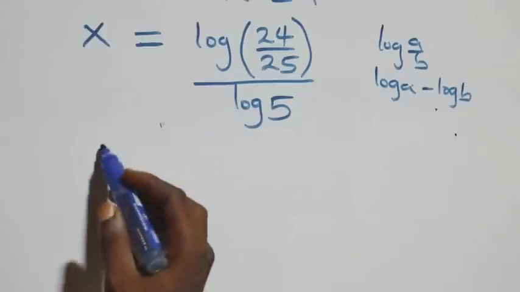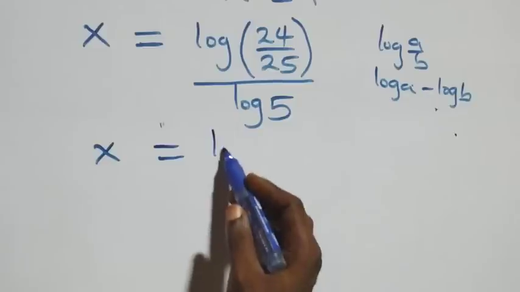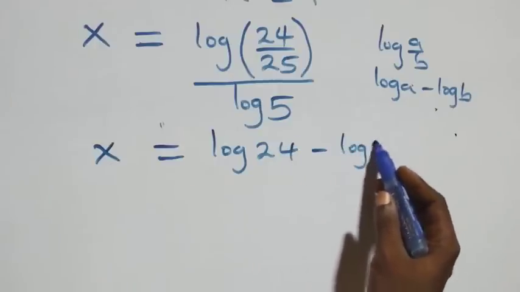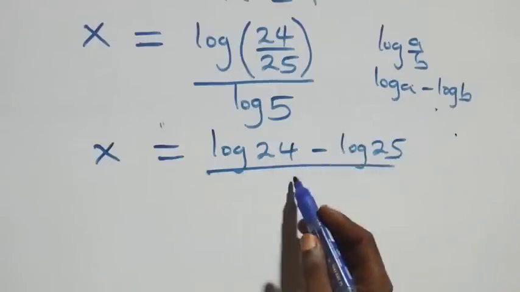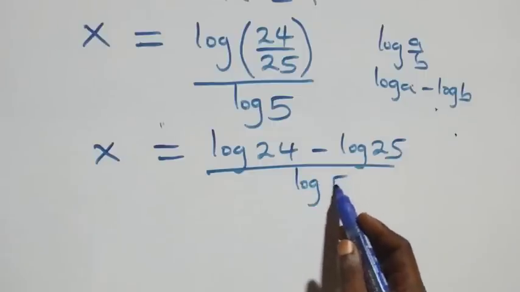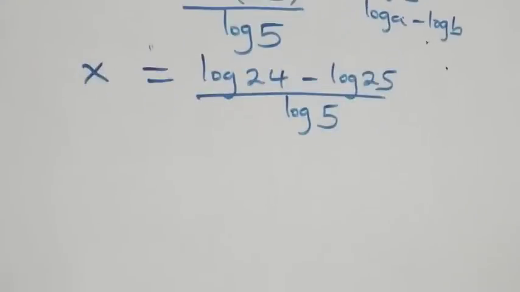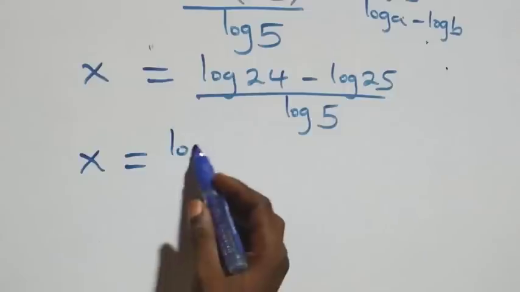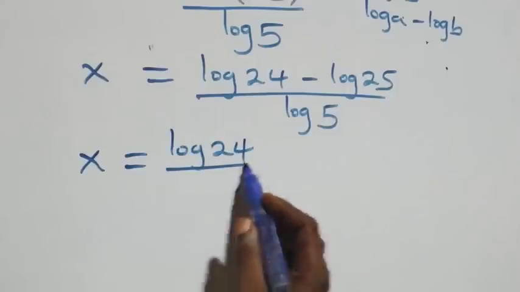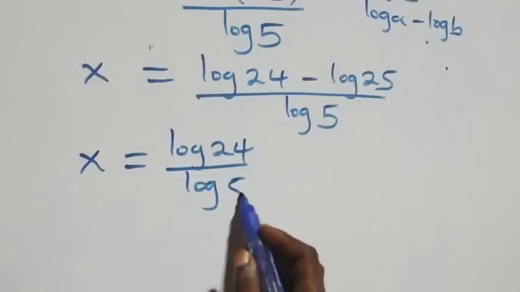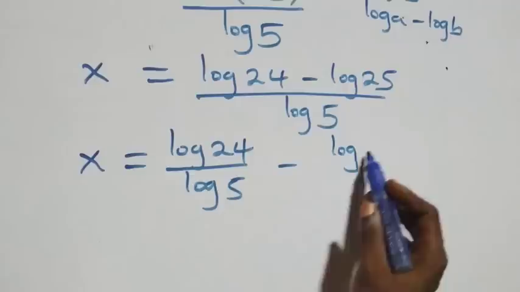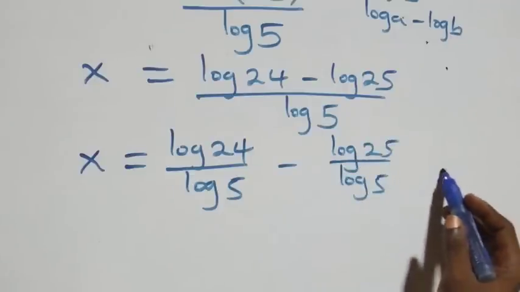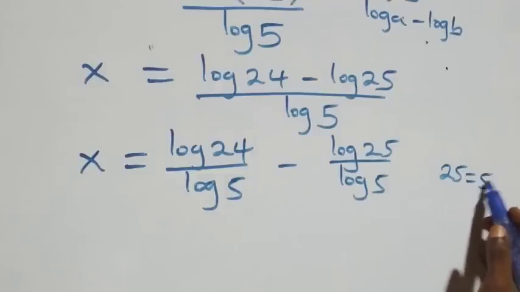That is, here what we have becomes x equals log 24 minus log 25 over log 5. That is, also here we separate this into two fractions, and what we have becomes x equals log 24 over log 5 minus log 25 over log 5. Then from here, 25 is the same thing as 5 times 5, which is 5 squared.